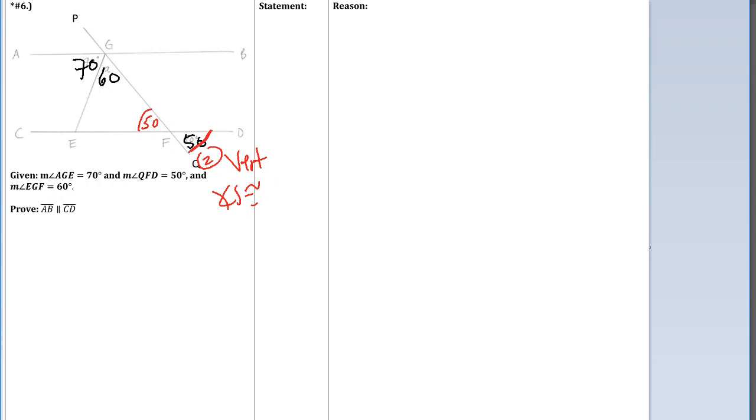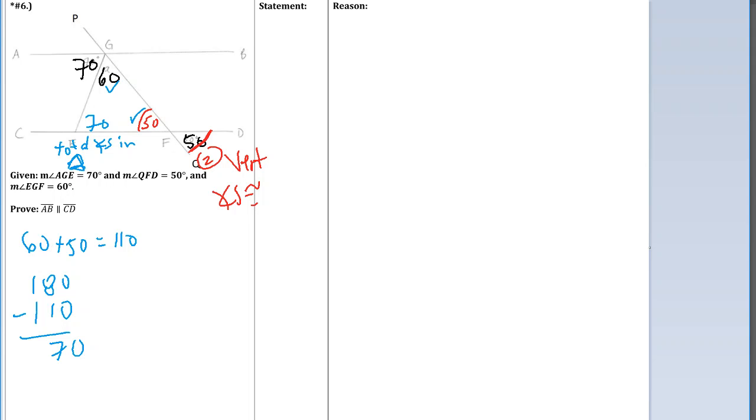Then once we know that, we can say that we have 60 and 50 in our triangle, and we know the total inside a triangle is 180. So we have 60 plus 50 is 110, and then 180 minus 110 gives 70 left over. So that means this is a 70-degree angle. The way that we knew that was the total angles in a triangle equal 180.